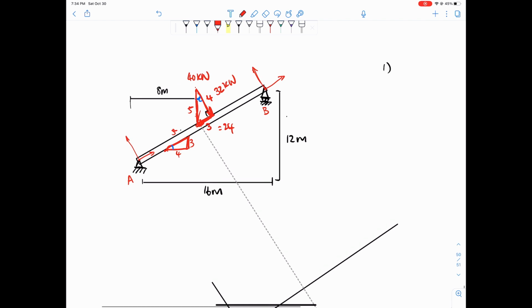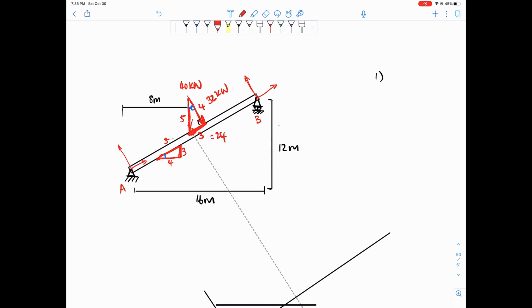And since this is all being applied directly in the middle, ignore how I drew it, because that is for the sake of drawing the triangle, but it's actually being applied at dead center. And how do we know it's dead center? Well, it's 8 from this point.